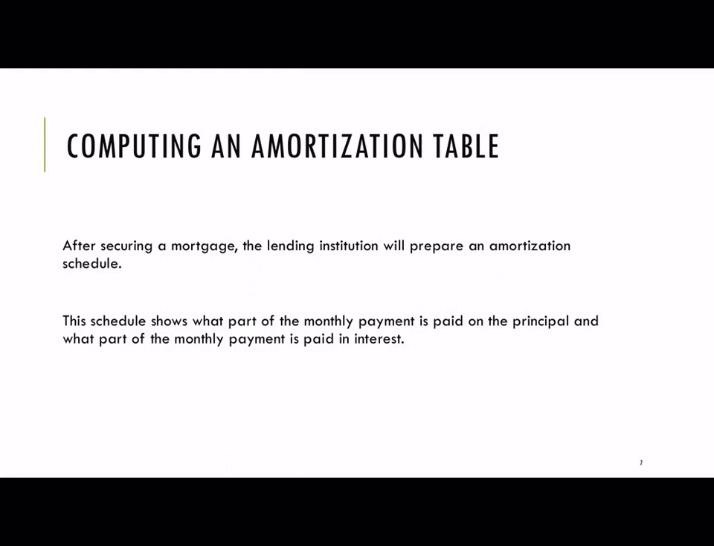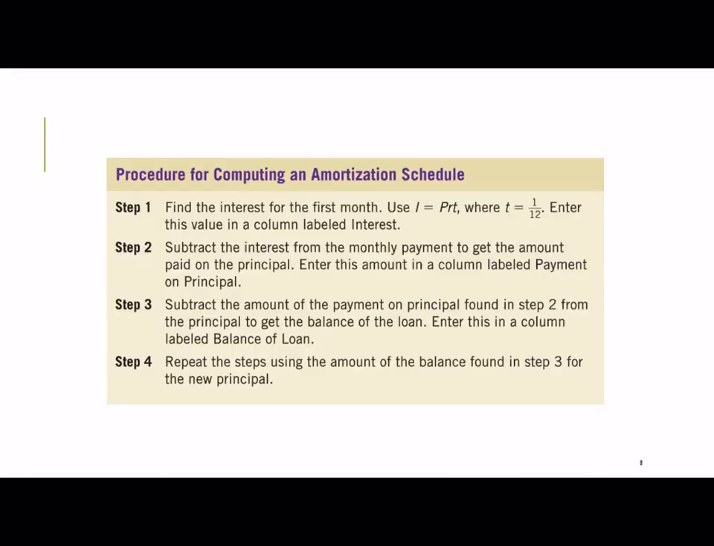Right? So really we used R to stand for monthly payment. Out of that R, some of that money is going towards interest, and some of that is going towards the principal of the mortgage. And that's really all this schedule does. It just looks at the breakdown of where that money's going.